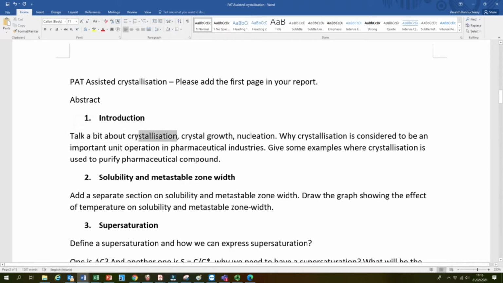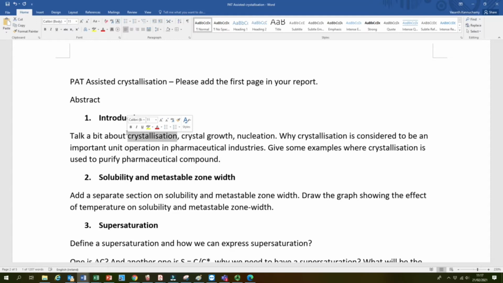So talk a bit about crystallization, how it's used, say it is a purification technique, where it is used, and what the main advantages of crystallization are when compared to other unit operations like distillation or extraction, and so on. And talk a bit about crystal growth and nucleation, and when we go for crystal growth, when we go for nucleation.